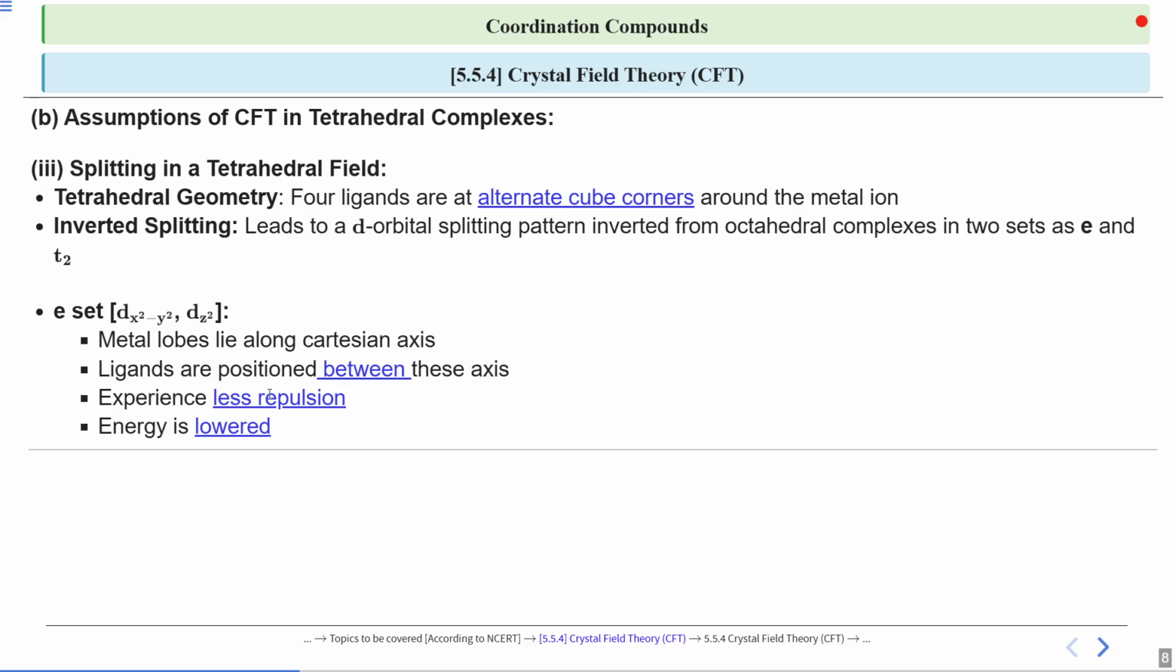That means the energy is going to be lowered for the E set. Remember, in the octahedral complexes, the energy was higher in the E set, due to the overlapping of the metal lobes and the ligand positions along the similar axis. But here in the tetrahedral field case, the E set energy is lower compared to the T2 set because they experience less repulsion, because of the position of the ligands, which is between the Cartesian axis, and the metal lobe position, which is along the Cartesian axis.